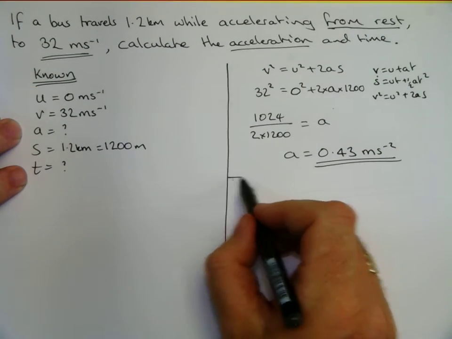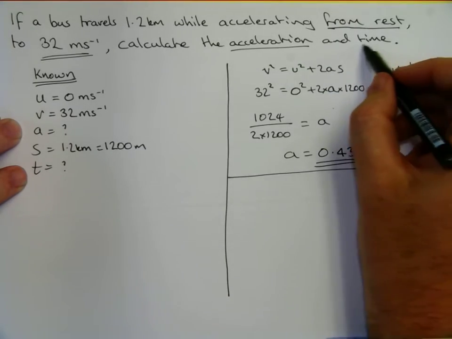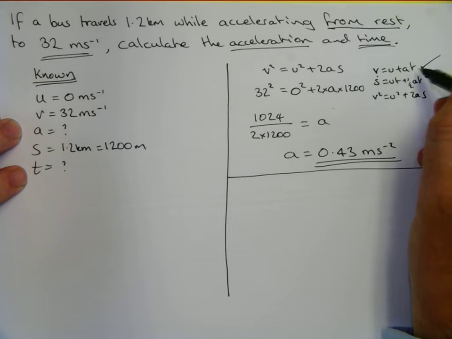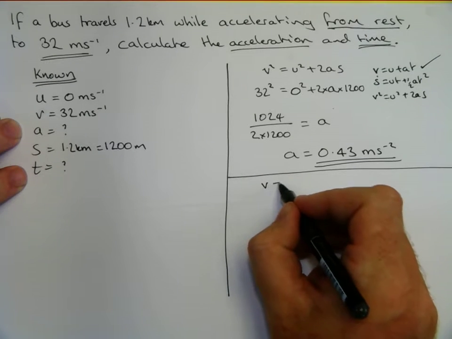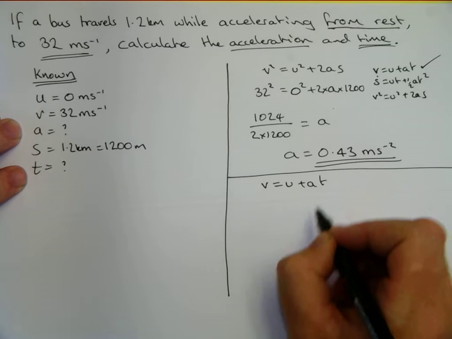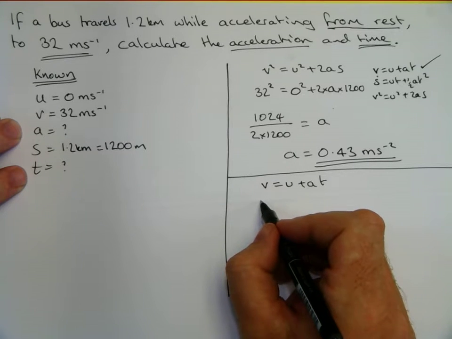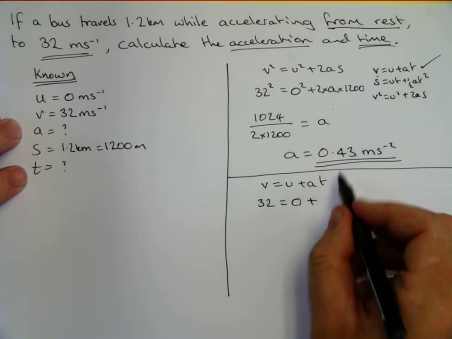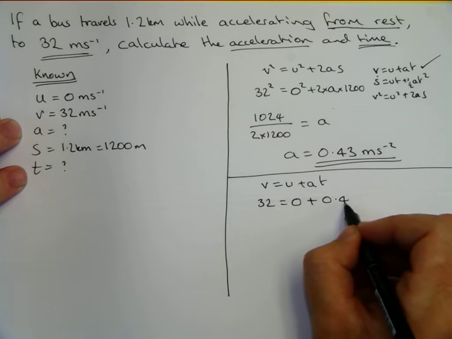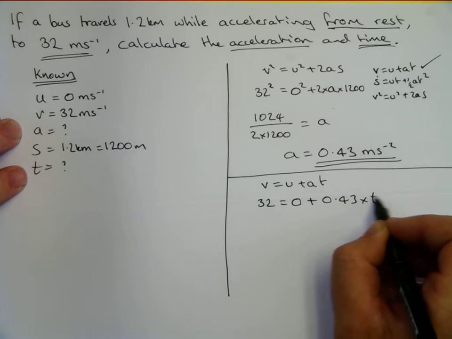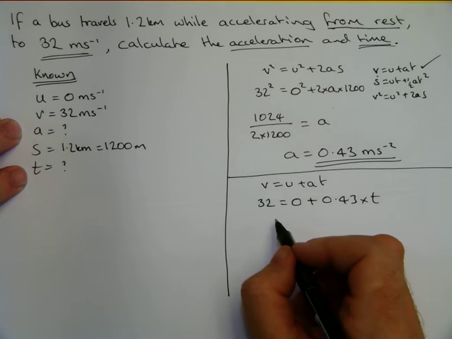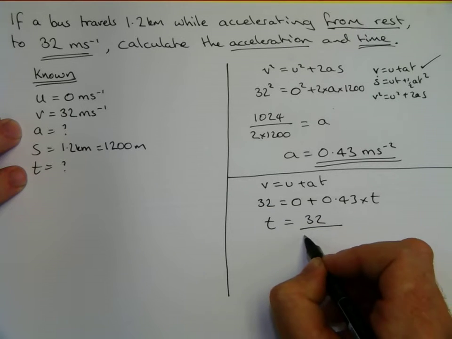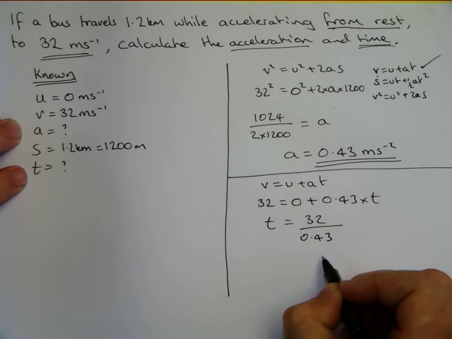Now the second part of the question, you're going to work out the time that it takes. So we could use this equation here to work out the time. So v equals u plus at. The v, which we know is 32, equals the initial speed 0 plus the acceleration which we have just worked out, 0.43 times the time t. So t will equal 32 divided by 0.43.